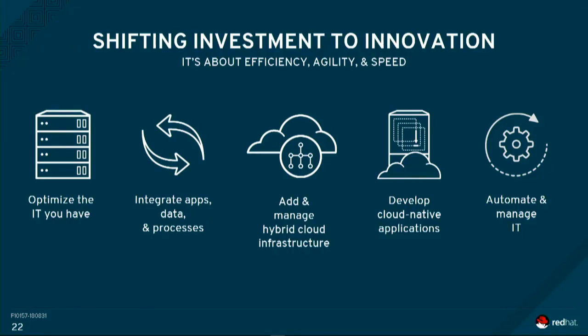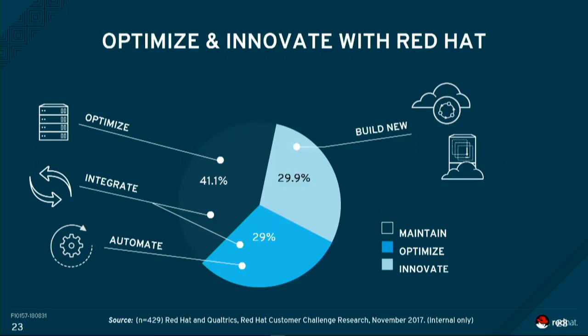Integrate your applications, your data, your processes to make your organization more agile. Add and manage a hybrid cloud infrastructure so that you can have cloud-like services in your enterprise and also leverage public cloud. Develop cloud-native applications, which we'll talk about more in a little while, and automate everything. If a human being is having to go physically put hands on a server, you're doing it wrong. Do it through an automation process, and I'll talk about that in a little while.